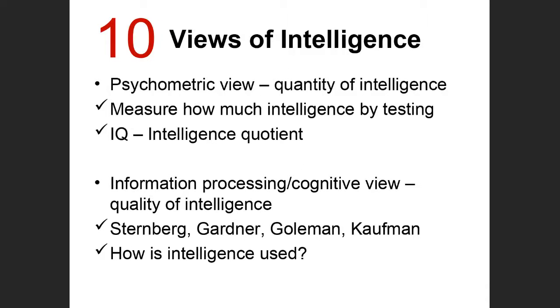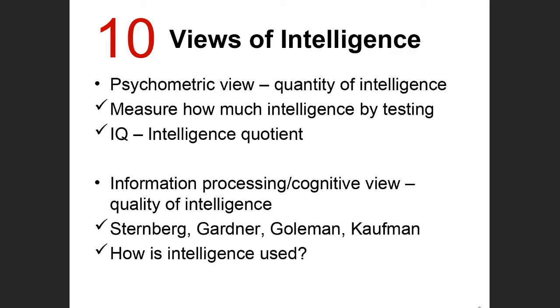So some different views of intelligence. There's a psychometric approach. They try to figure out the quantity of intelligence, and they're measuring it, and that's where the whole IQ thing comes from, and that's people's general intelligence, something that you can measure. And then with the cognitive view, what they look at more is the quality of your intelligence, and there are four theorists there. Sternberg and Gardner are the ones I'm going to talk about. But they're more concerned about how we use our intelligence.